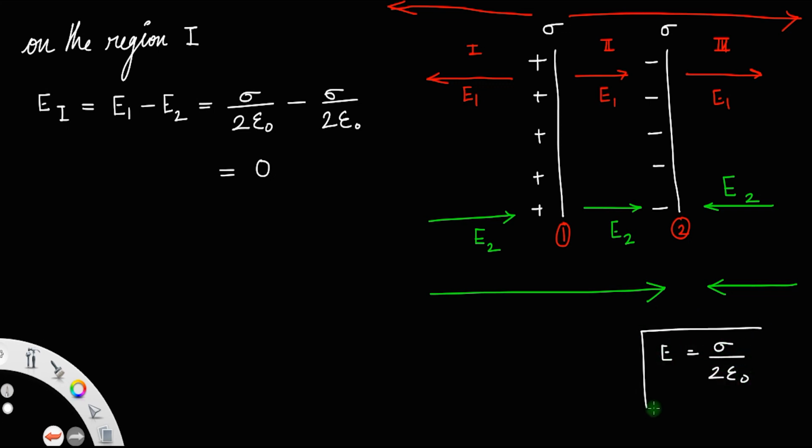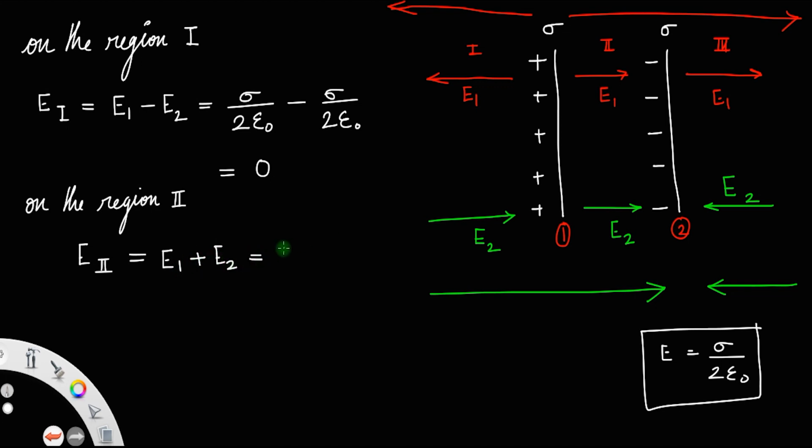Outside the sheets, the electric field is 0. Now on region 2, we have the net electric field. They are both in the same direction, so it is equal to E1 plus E2, that is sigma by 2 epsilon 0 plus sigma by 2 epsilon 0. That will give sigma by epsilon 0.